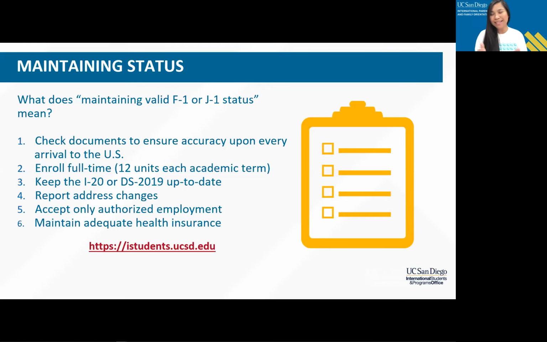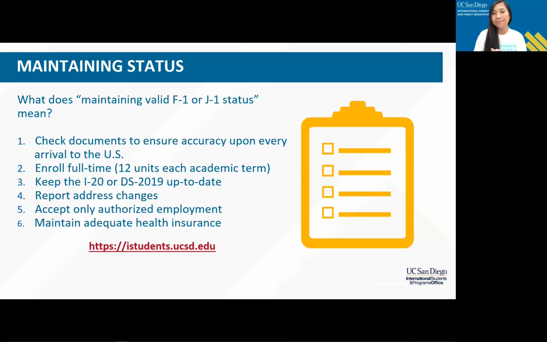The summer term is considered a vacation, and enrollment is not required. So students can choose to enroll if they'd like, but they also do not have to. Now, if your student at any time during the fall, winter, or spring term needs to drop below 12 units for any academic or medical reasons, they are encouraged to speak with ISPO about these exceptions that we might have to the full-time enrollment requirement for international students.